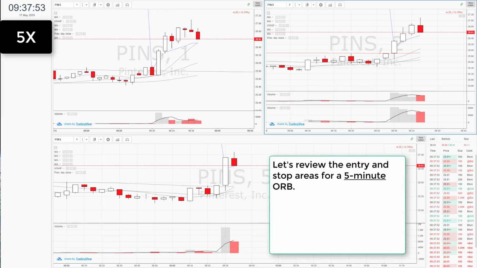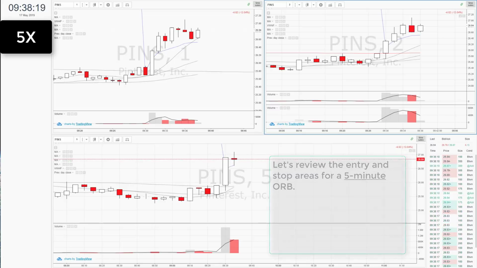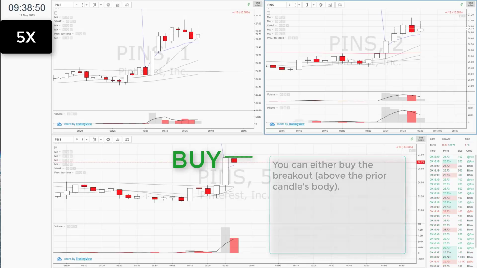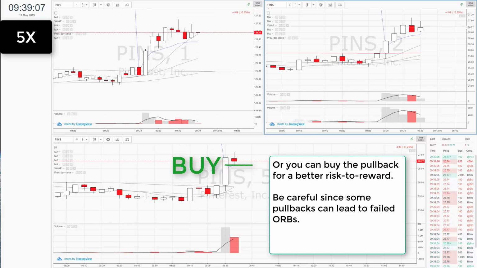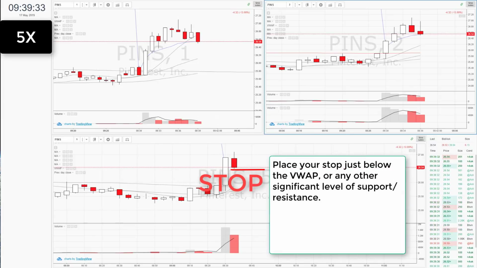Let's review the entry and stop areas for a 5-minute ORB. You can either buy the breakout above the prior candle's body, or you can buy the pullback for a better risk to reward. Be careful, since some pullbacks can lead to failed ORBs. Place your stop just below the VWAP or any other significant level of support or resistance.